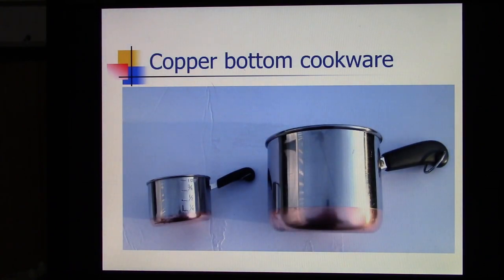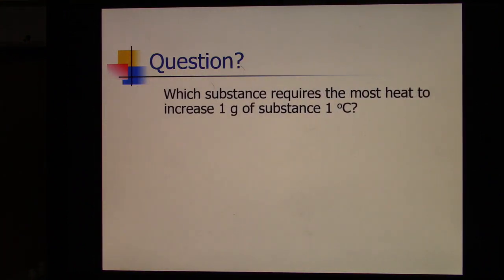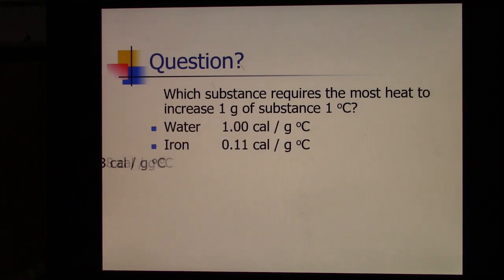So this answers our question: why do companies that make cookware have copper bottom pots? Let's look at our question. Which substance requires the most heat to increase 1 gram of substance 1 degree C?